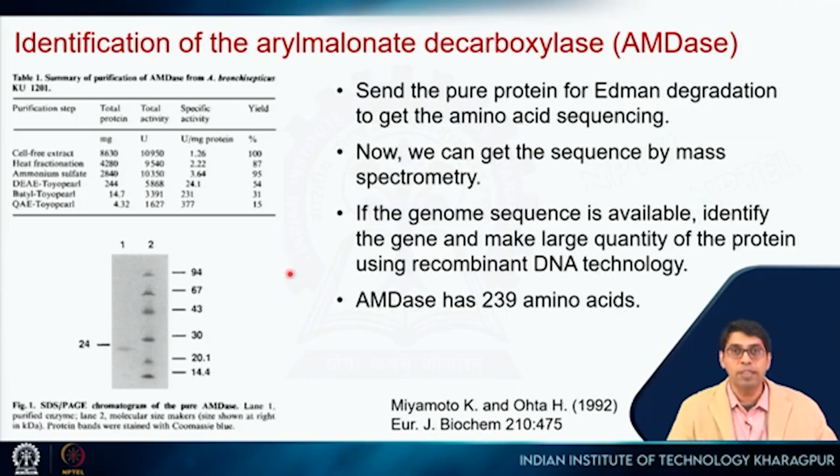So we have already seen this example, right? This was aryl malonate decarboxylase or AMDS. These scientists were purifying this from a particular bacteria. First they had cell-free extract, and they saw that yes, there is activity. They were using this assay to identify whether their protein is present in a particular fraction or not, right? Then they did heat fractionation.